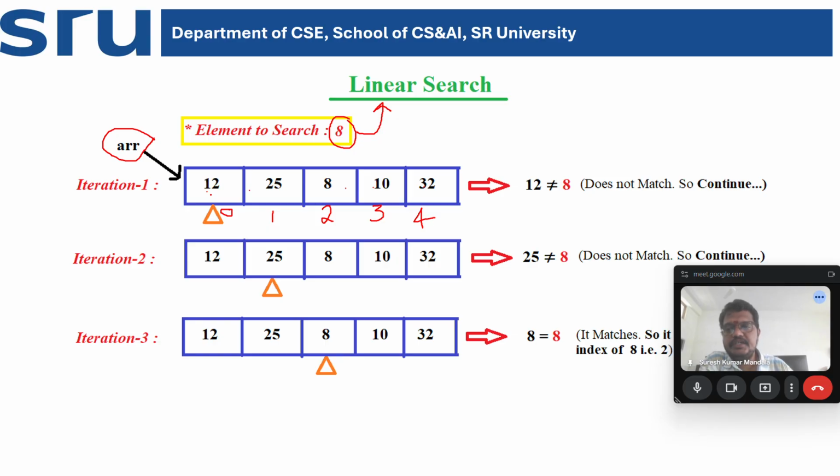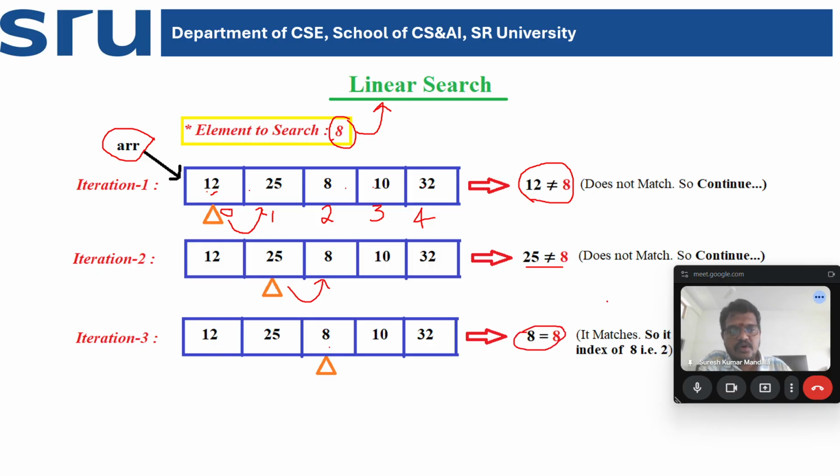The linear search will start from the starting element and begin the comparison of 12 with the target value 8. Is 12 equal to 8? If not equal, it will increment the index value by 1 and compare the next element. 12 is not equal to 8, so it compares with the next element, 25. Is 25 equal to 8? No. Again the index is incremented by 1 and it compares with the next element. Is 8 equal to 8?